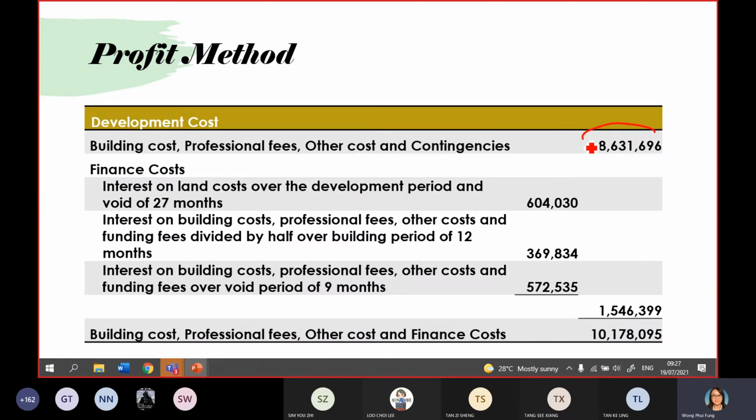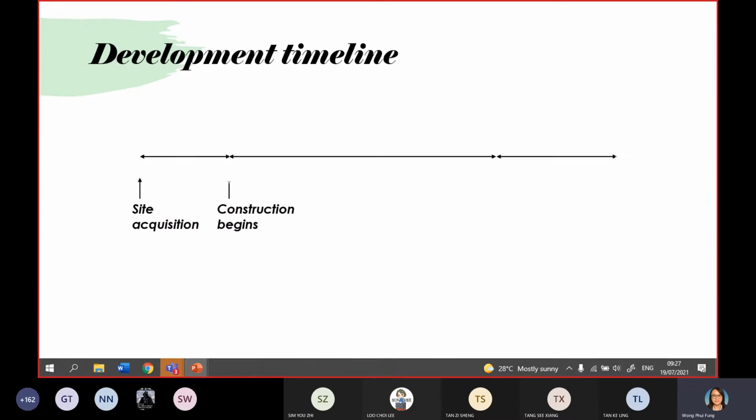So on the next slide, this is the cost that you bring forward from the previous one. Then the next one will be funding cost. Funding cost is a little bit complicated. Funding cost is divided into three stages: 1, 2, 3. The first one is for the land itself. The second one is for the building period, the construction period. The last one is for the void period. In order for you to calculate these three stages, you need to understand the development timeline first.